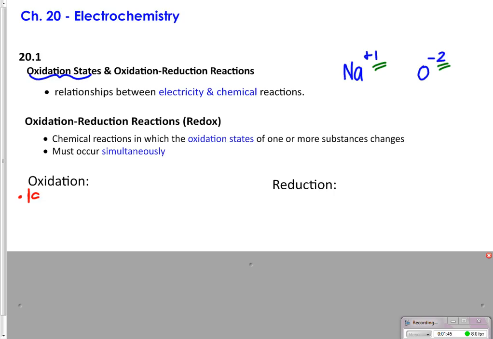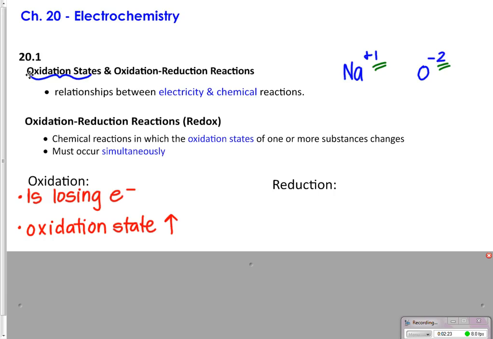Oxidation is losing electrons. So when there are electron loss, that is an oxidation. And generally what will happen to the oxidation state or the charge is that it will go up. So for example, you might be at a 0 charge and go to a +2 because you've lost 2 electrons. You might be at a +2 charge and go to a +4. It also could be negative. You could be at a -2 and go to 0.